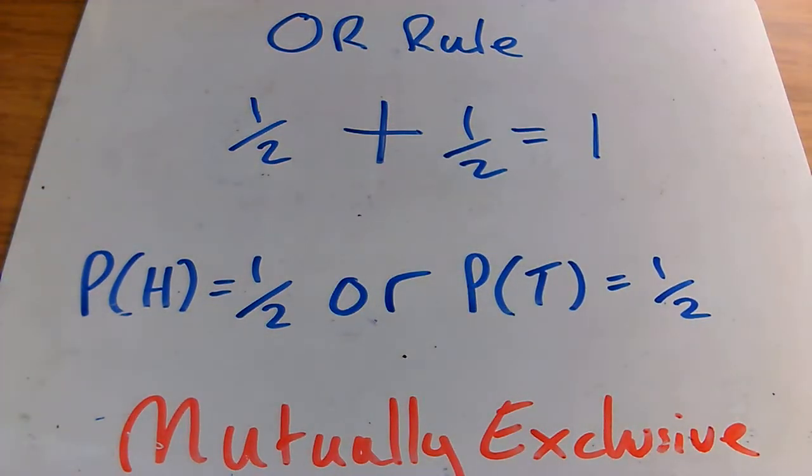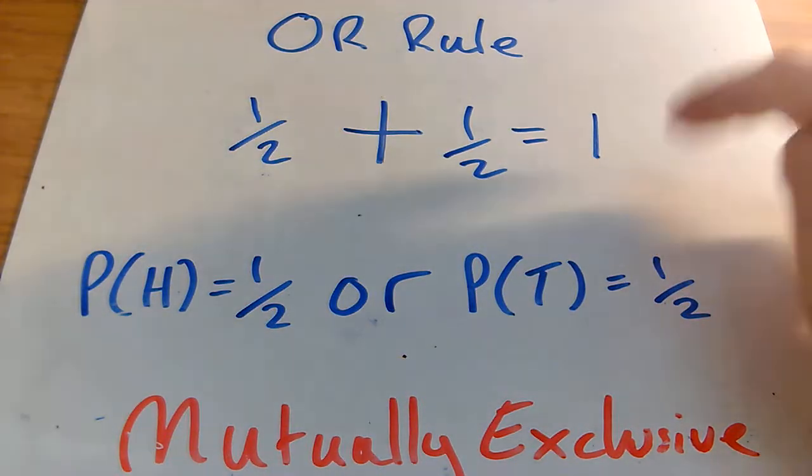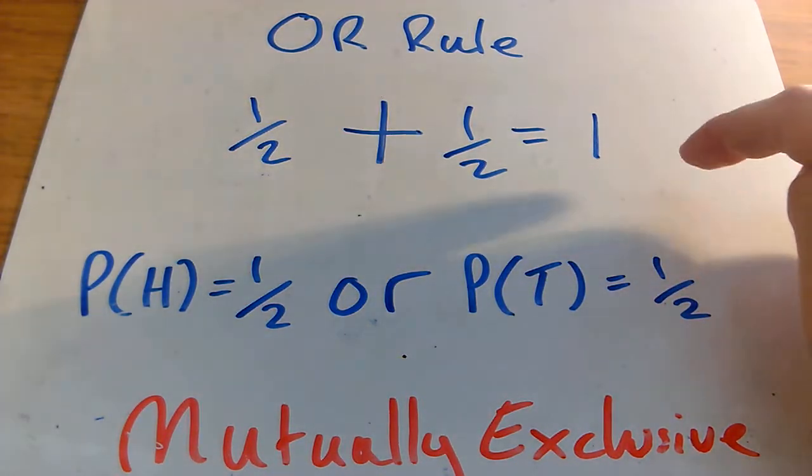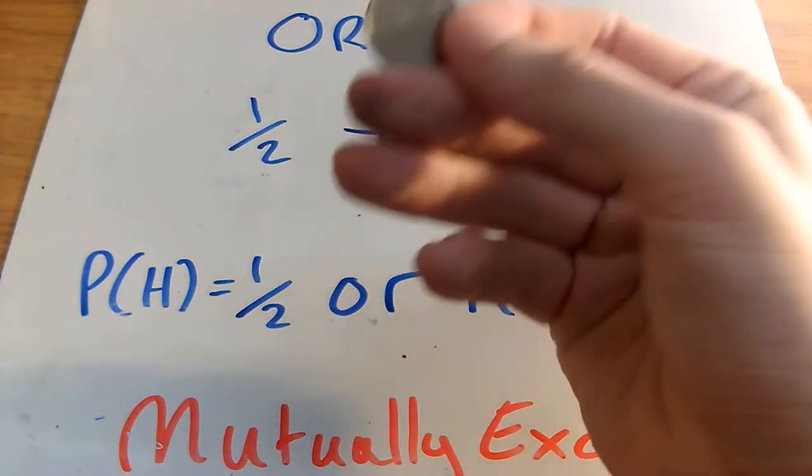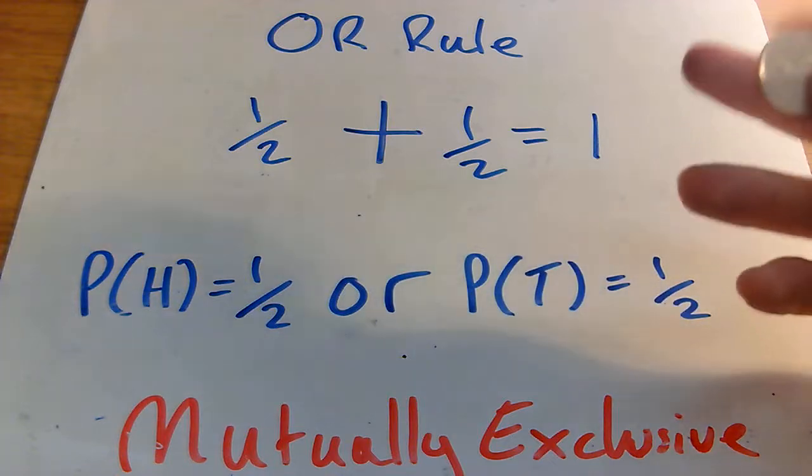And that does make sense. What's the chance of getting a heads or a tails? Well, it's certain. You're definitely going to get at least one of those things. So this is the way that I remember what the OR rule is. I know that 1/2 plus 1/2 is 1. A heads or a tails on a coin is certain.